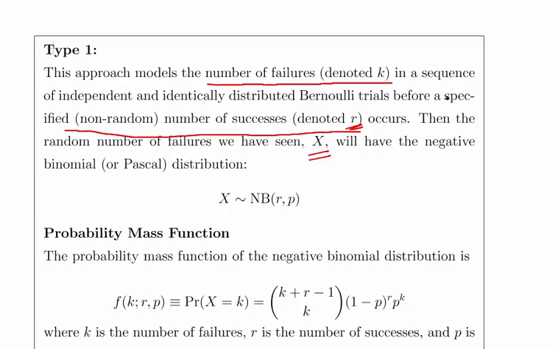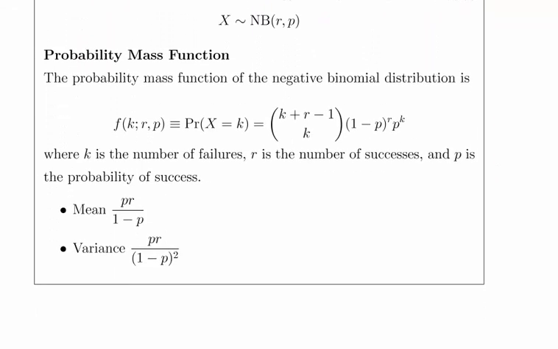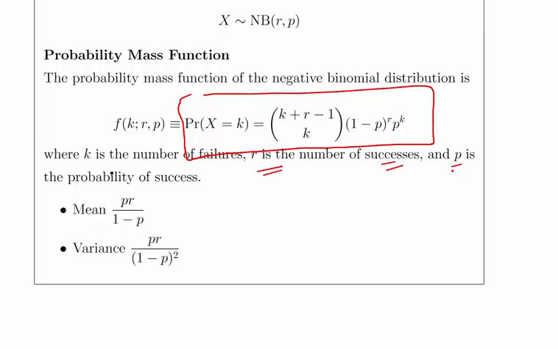But we can actually use this one, if we slightly rephrase the question. Determine the probability that exactly 5 policies have to be examined before 2 policies with claims are found. So that could actually be 3 failures. Let's think about that one for a second. Now that's the probability mass function there. That's the key thing. So R is the number of successes, P is the probability of success, K is the number of failures, and these are the mean and the variance respectively.